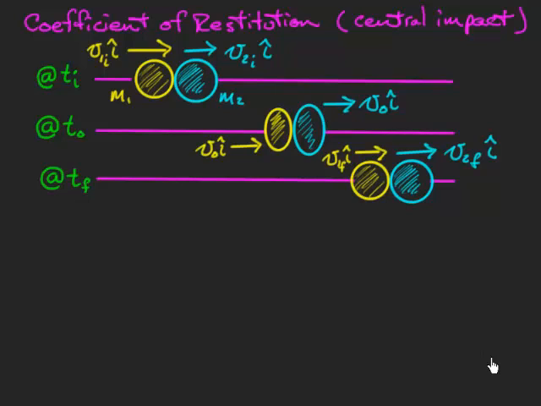Alright, so now we're ready to talk about coefficient of restitution for central impact problems. This one's a little more complicated than the coefficient of restitution problem where we just had one object moving. Now we have both objects moving, but everything's constrained to move along a straight line.